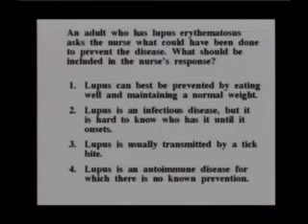Let's look at a question. An adult who has lupus erythematosus asked the nurse what could have been done to prevent the disease. What should be included in the nurse's response? 1, lupus can best be prevented by eating well and maintaining a normal weight. 2, lupus is an infectious disease, but it is hard to know who has it until it onsets. 3, lupus is usually transmitted by a tick bite. Or 4, lupus is an autoimmune disease for which there is no known prevention. And the answer, of course, is number 4. It is an autoimmune disease for which there is no known prevention.